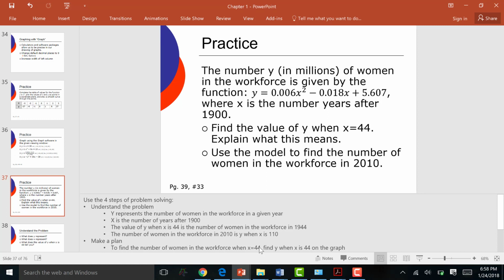Could I do the same thing for today? If I said I want to know how many women in the workforce in 2018, could I do the same thing? Yeah. What number would I plug in? 118.